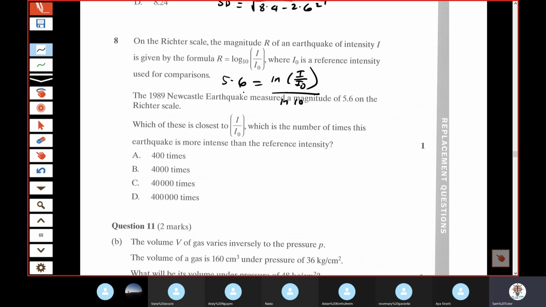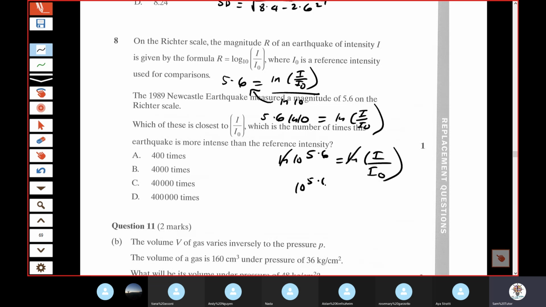Times it by 5.6. So that becomes 5.6 log 10 equals log I over I naught. Bring the 5.6 up, that becomes log 10 to the power of 5.6. That's 10 to the 5.6. 10 to the 5.6 is about 398,107. So it's looking about 400,000 times. That's the closest.